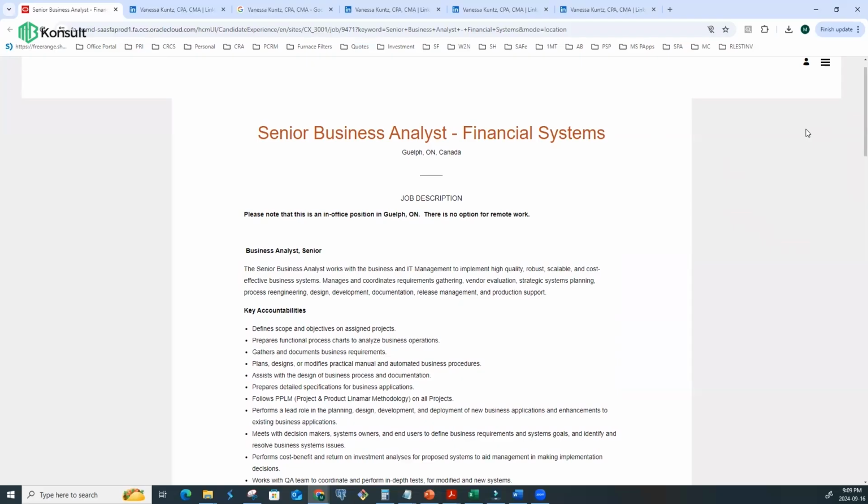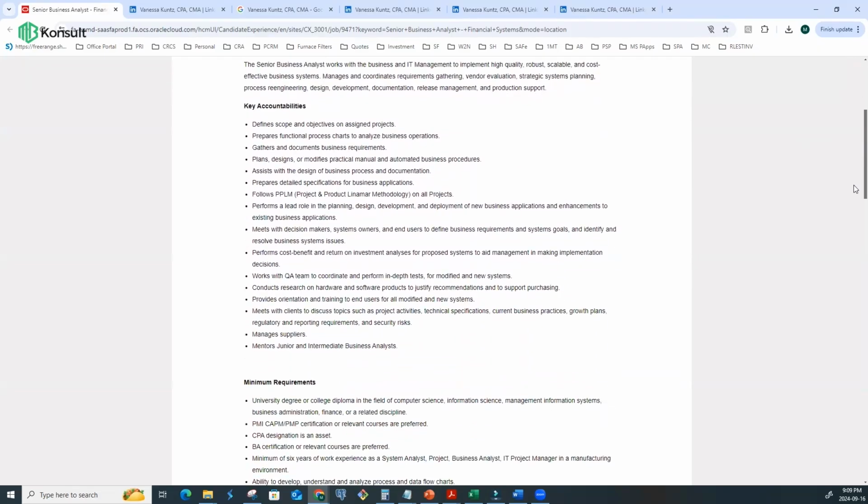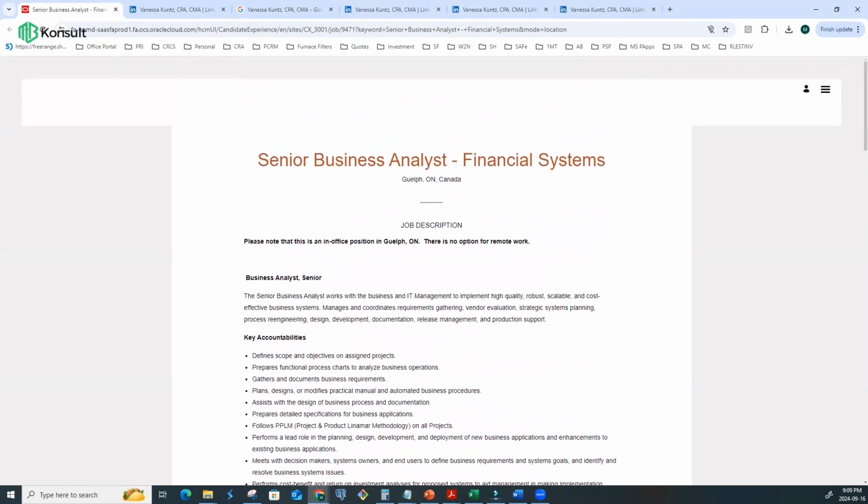Financial system is very broad. Which financial system? Are you talking accounts receivable, payables, subledger, accounting, operations, whatever? So that's very broad, but of course, it would be great if you are coming in with a finance background, because as a business analyst, whatever project you are on will have a core domain.